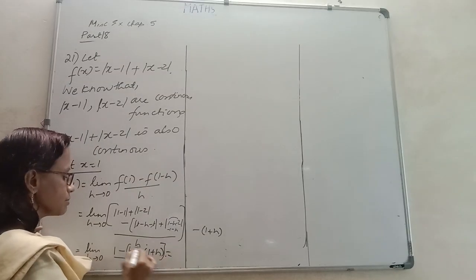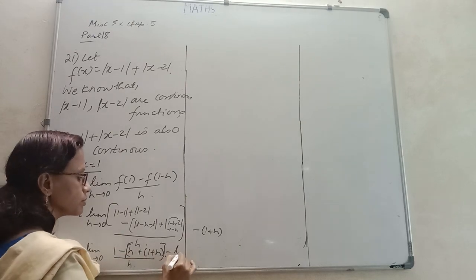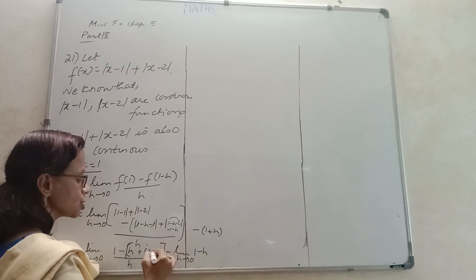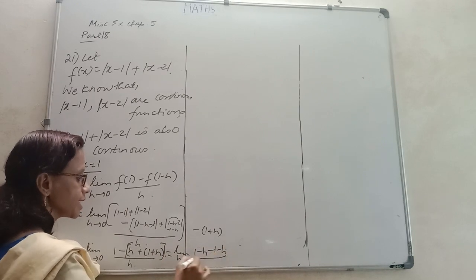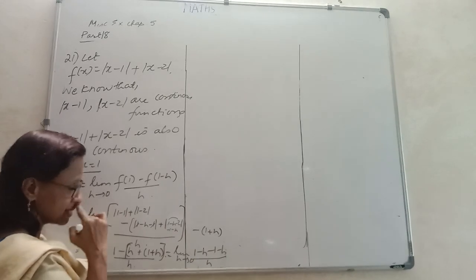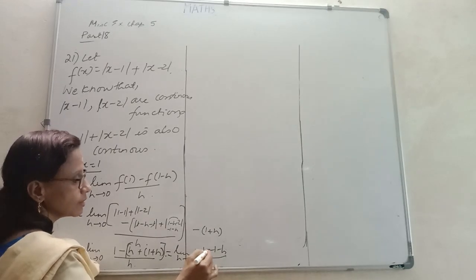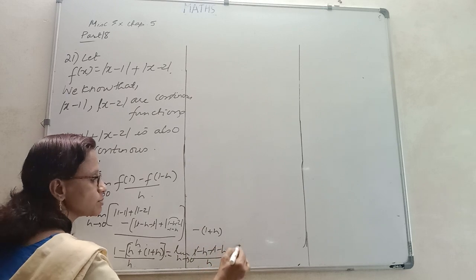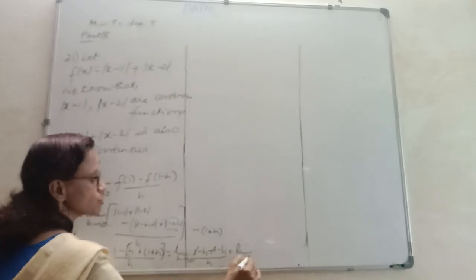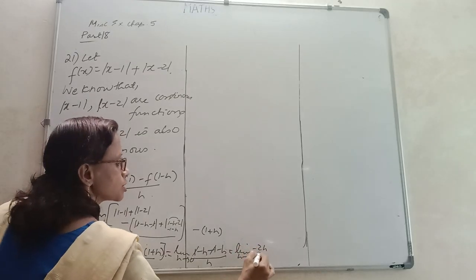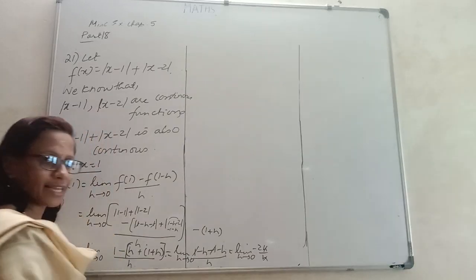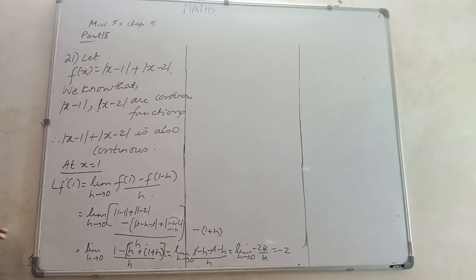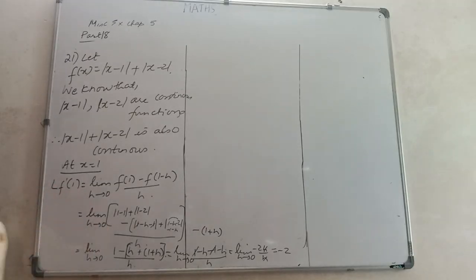Now let's see, there is a minus sign outside, so let's put it properly. Limit as h goes to 0, 1 minus h minus 1 minus h. When we open up the bracket, the minus 1 plus 1 can cancel each other. Minus h minus h, it's minus 2h. So limit as h goes to 0, it's minus 2h by h. That can cancel, and in the limiting condition, the answer is minus 2. So the left differential answer is minus 2.